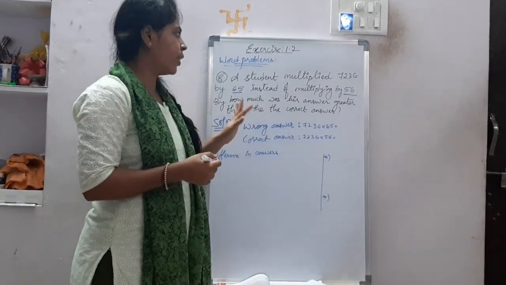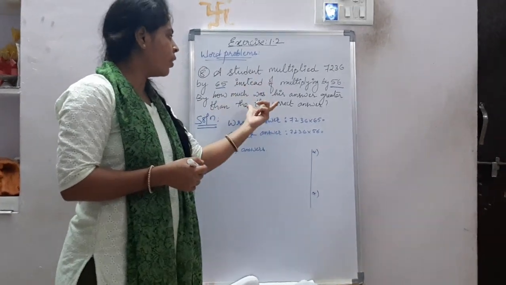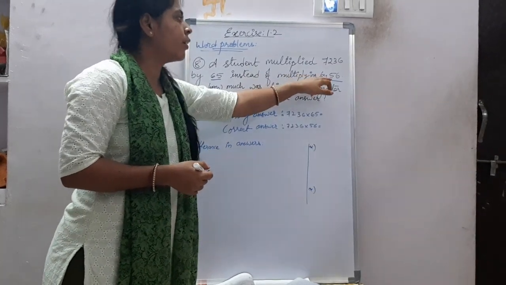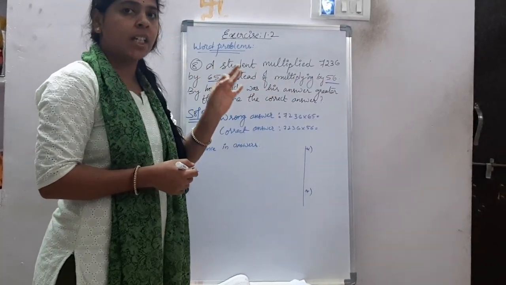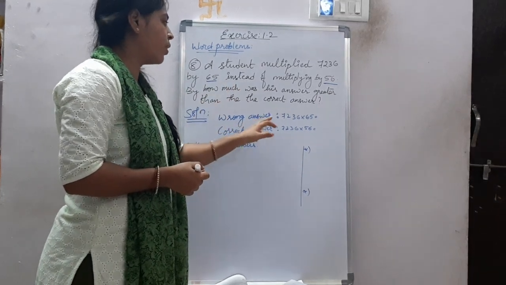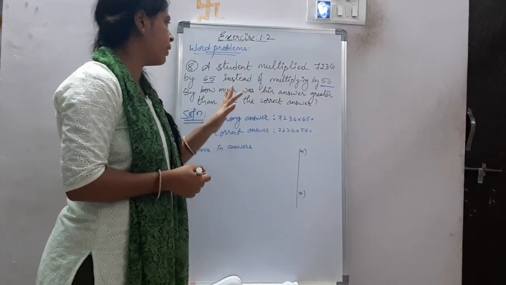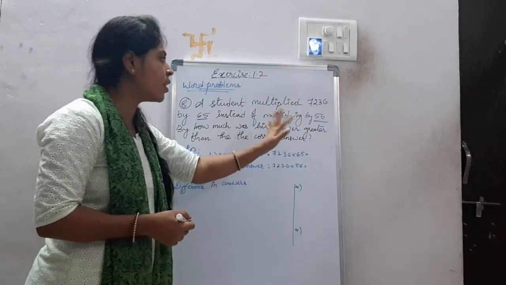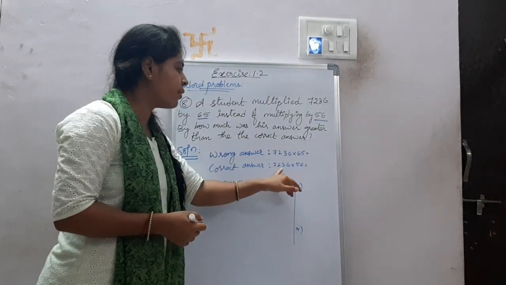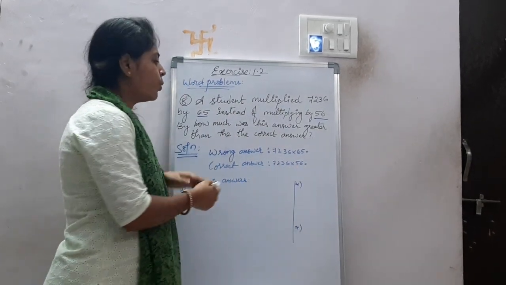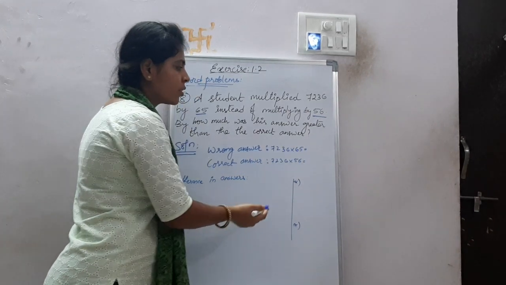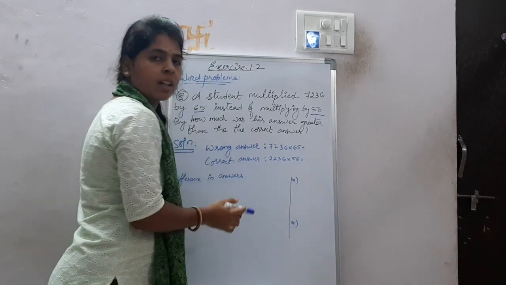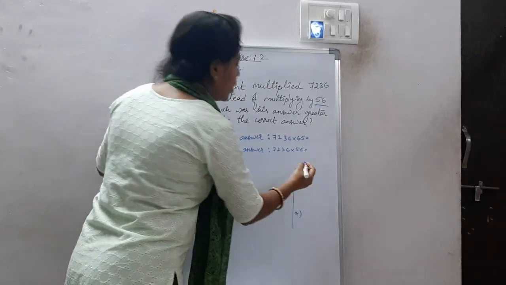So here now, if you have to find the correct answer, first you have to go for the wrong answer, because he used one number instead of the other. 7236 into 65, that will become the wrong answer. 65 he used instead of 56. 56 is the right one. So the correct answer is 7236 into 56. So 7236 into 65, you have to calculate and find the answer. Then 7236 into 56, you have to calculate that. You can do this by multiplying.